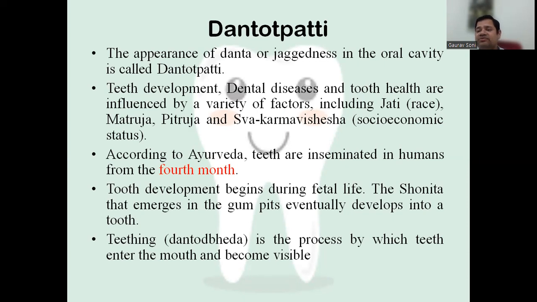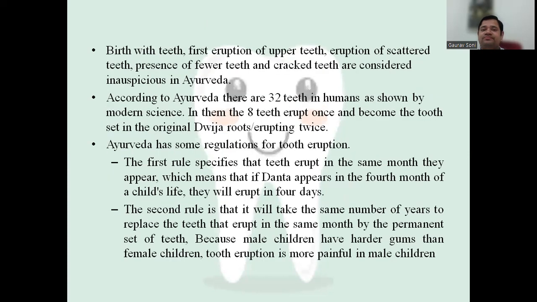All these are swakarma vishesh. According to Ayurveda, teeth are inseminated in humans from the 4th month. This is very important, from the 4th month. Tooth development begins during fetal life. The sonit that emerges in the gum pits eventually develops into the tooth. So there is rakta because of which the tooth will be formed. And dant bhed is the process by which teeth enter the mouth and become visible. So the start is from intrauterine life itself, but they begin to be visible after birth.